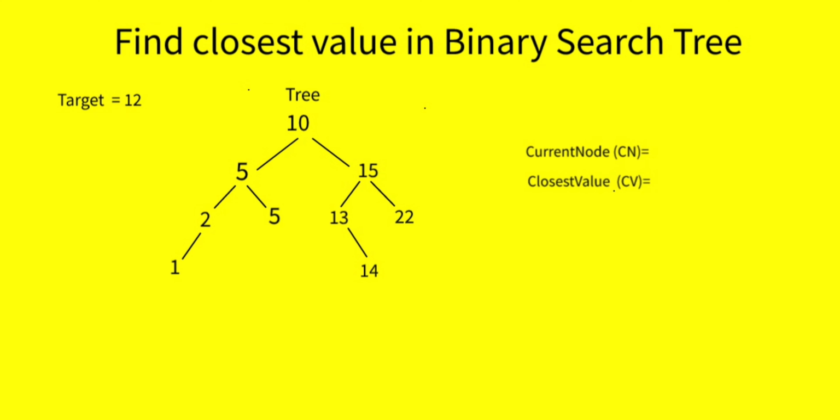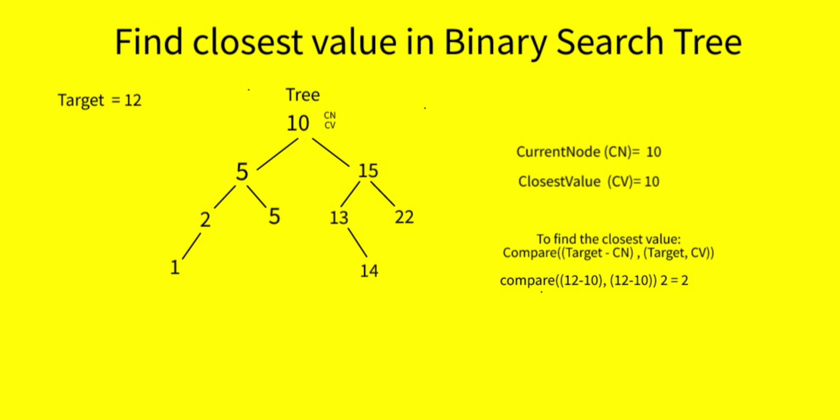Let's start solving this by creating two variables: current node and closest value. Let me initialize both with the root value 10. To find the closest value, we need to find the distance between the target and the current node, and the target and the closest value. You have to compare the results, which means when the target-to-current distance comes out smaller, then you need to update your closest value to the current node value.